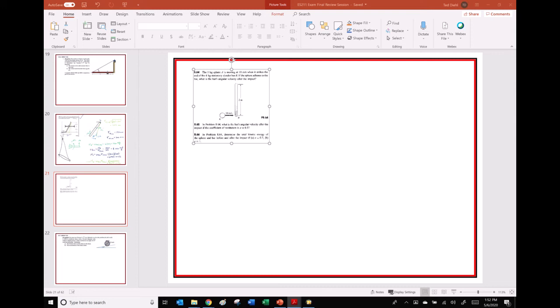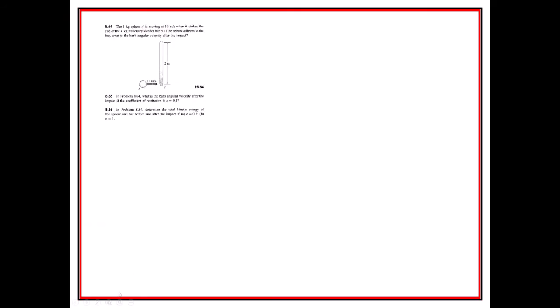All right, so this problem is a little more challenging than was done in the homework problems in terms of rigid body impact, because it doesn't have a pin joint. So you're going to end up using two equations or two methods, and you might actually need 3 equations, and I believe you do.